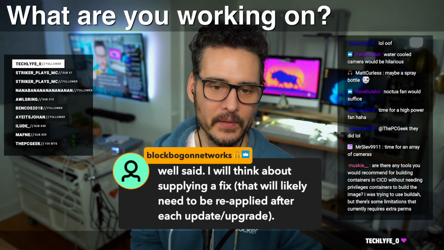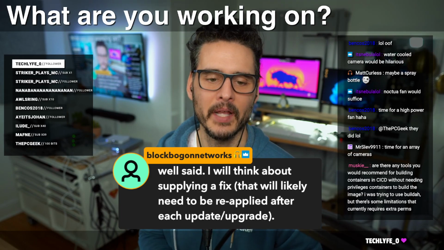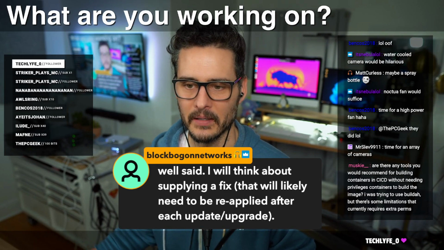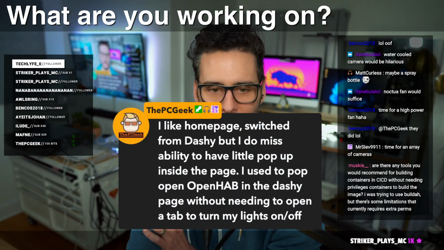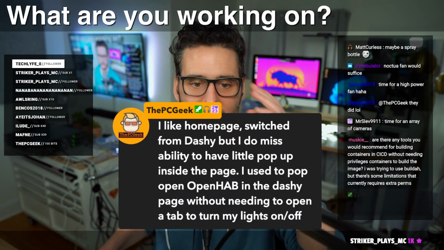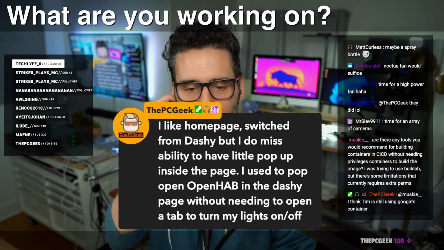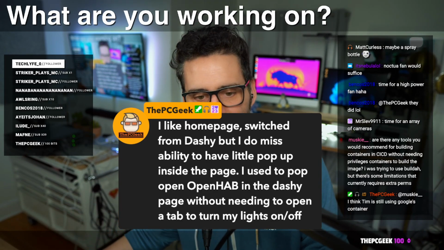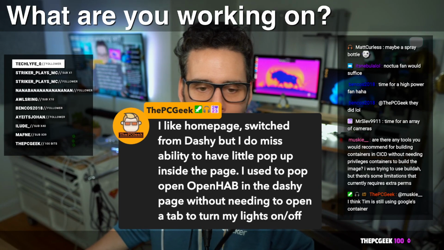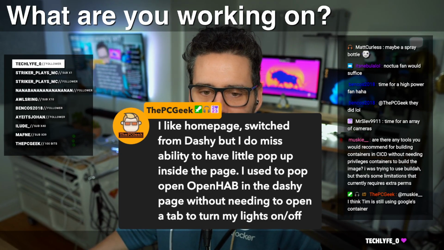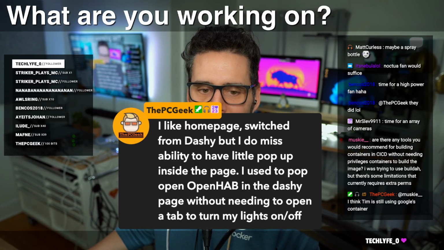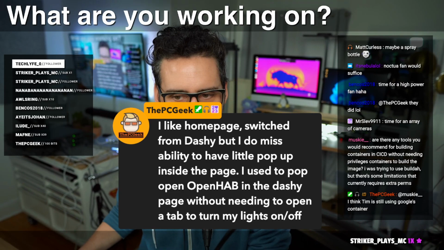Yeah, so this is related to that, it will likely need to be reapplied after each upgrade. Thank you. I like Homepage. Switched from Dashy. But I do miss the ability to have the little pop-up inside the page. I used to pop up an open tab into the Dashy page without needing to open the tab, to turn my lights off. I'll have to see what you mean. I didn't know it could do that.